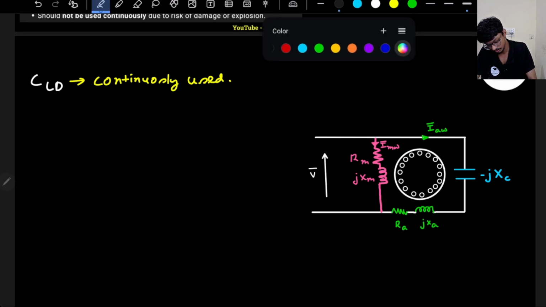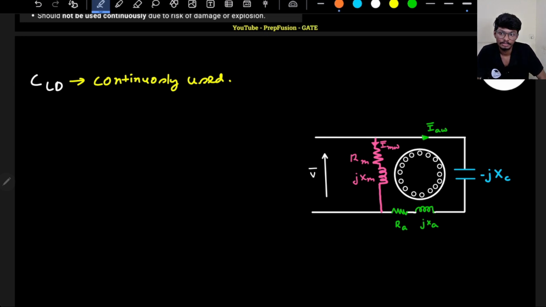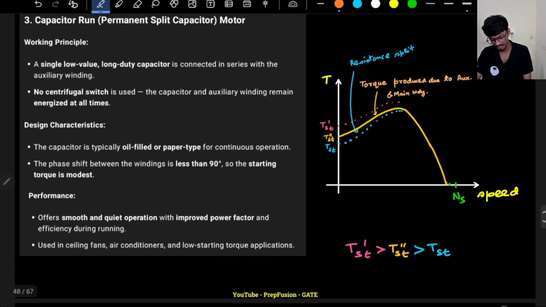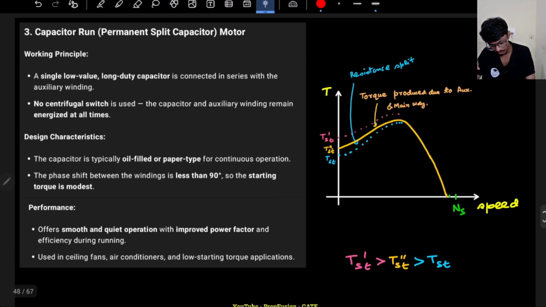In capacitor run everything is the same, the only difference is that XLD will be smaller than XSD, so the phase shift theta LD that you get will be smaller than theta SD. That's it. So the starting torque will be smaller than the starting torque of the short duty capacitor. There is no other difference. Graphically I have also shown you that this is the starting torque of the capacitor start motor, and this is the starting torque of the capacitor run motor.